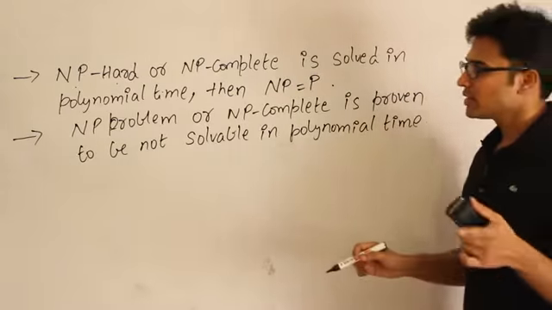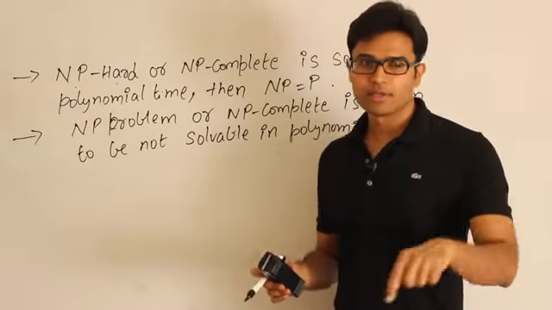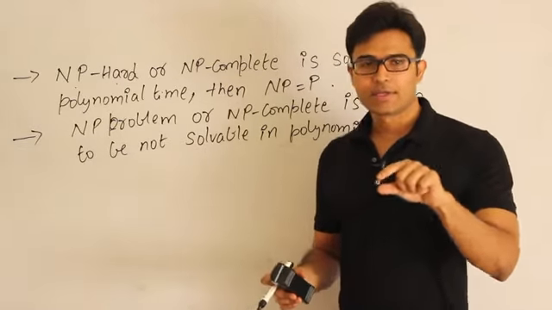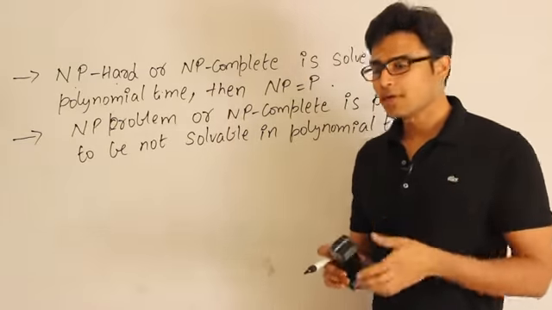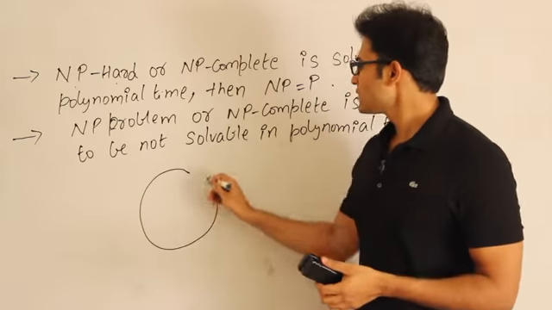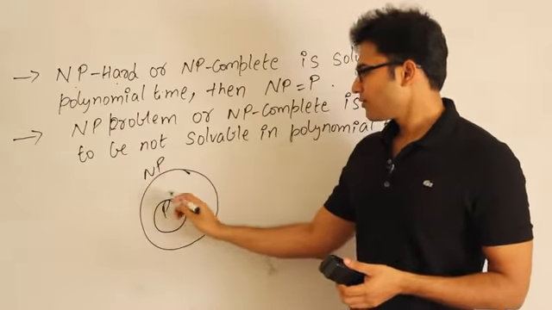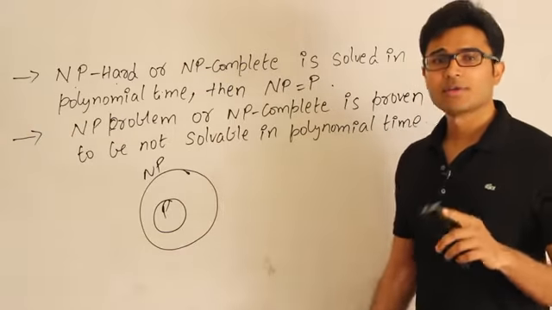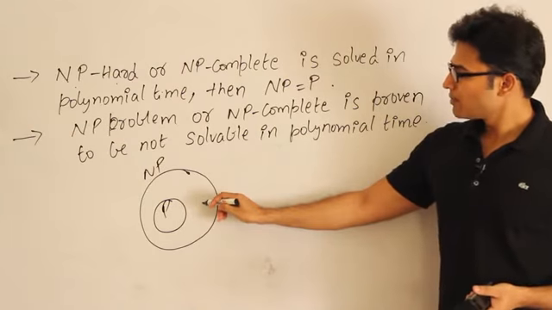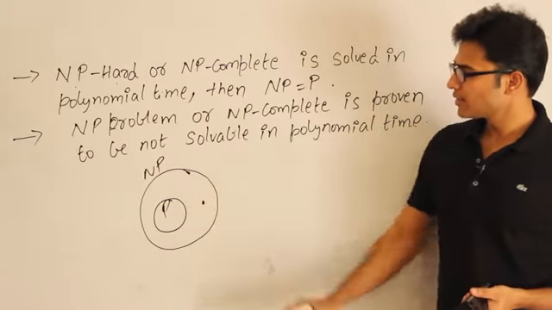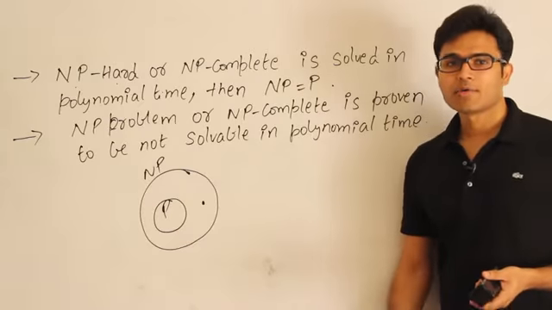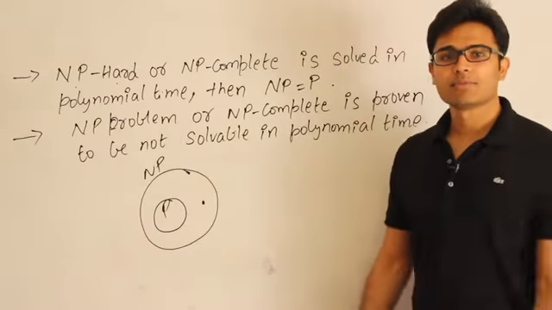A problem which is in NP, or NP complete, is not solvable in polynomial time. So we have this and we believe this as of now. This is NP and this is P. We believe this as of now, and now we are giving a proof that a problem in NP could be present here. You need not talk about P because they have already been proven to be polynomial.